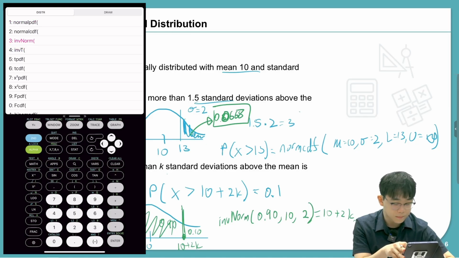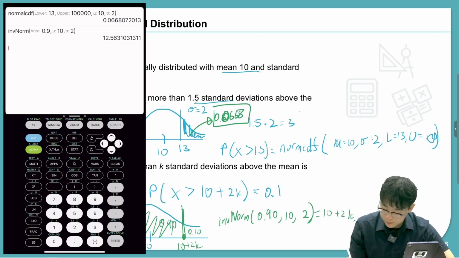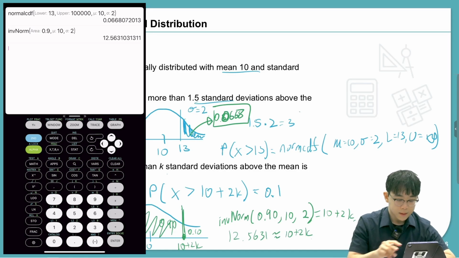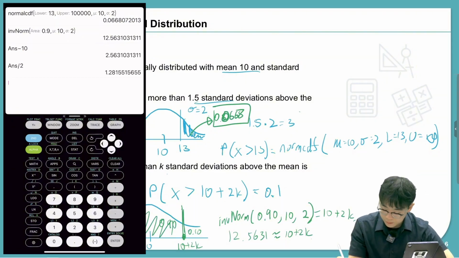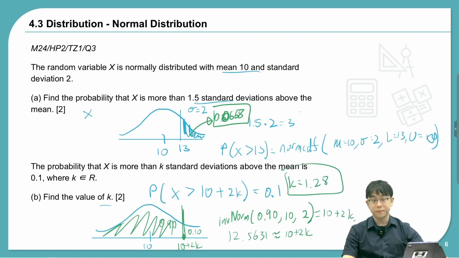Inverse norm, and we get 0.9, 10, and 2. So it should be 12.5631. That's going to be 10 plus 2k. So if you subtract 10, divide by 2, that's going to give our value of k. K is then going to be 1.28. Okay. So that's how you would solve this problem.